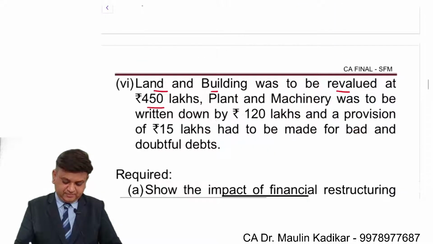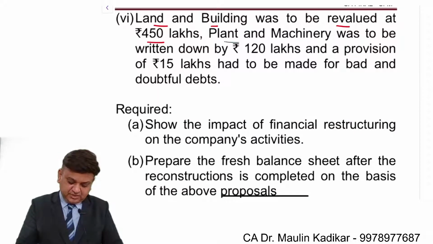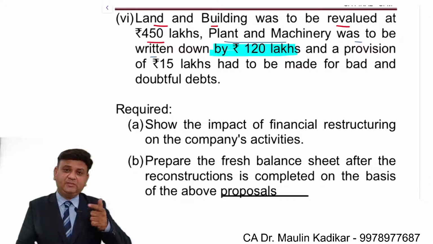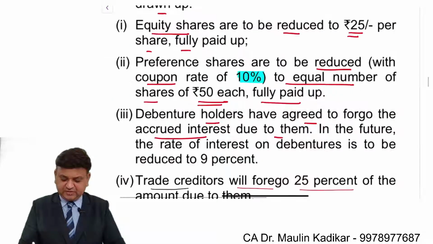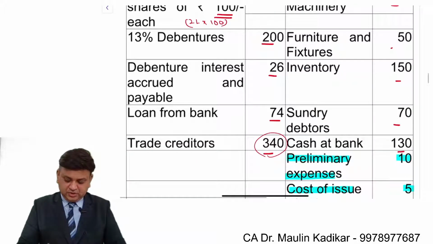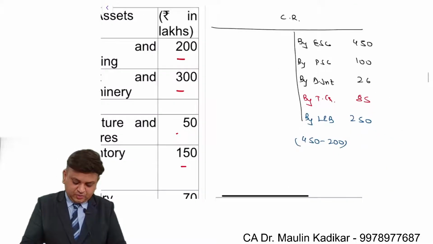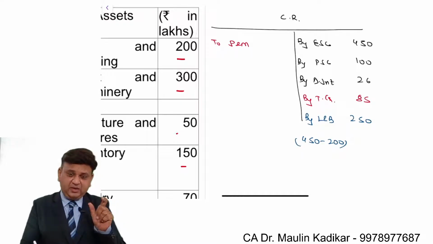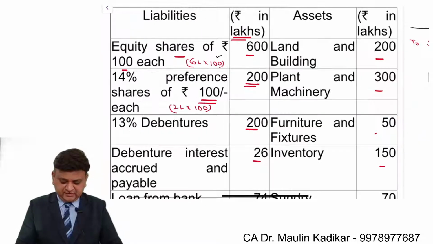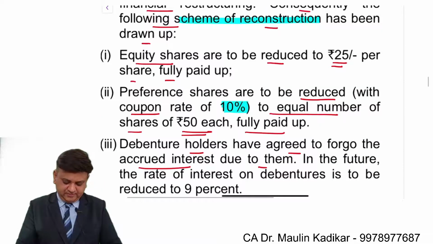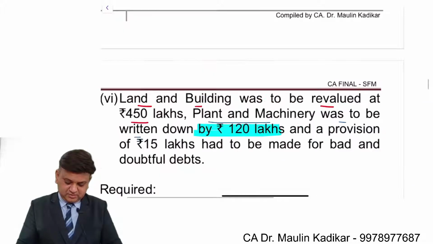Next, plant and machinery was to be written down by 120 lakhs. What is the amount? By 120 lakhs. It means now there is a utilization of the capital reduction account. So capital reduction account is debited to plant and machinery, because we are going to write it off. It is by 120. The current value, with that we are not concerned; right now it is 300 lakhs. That's okay.